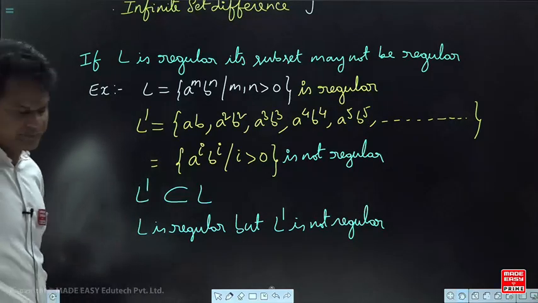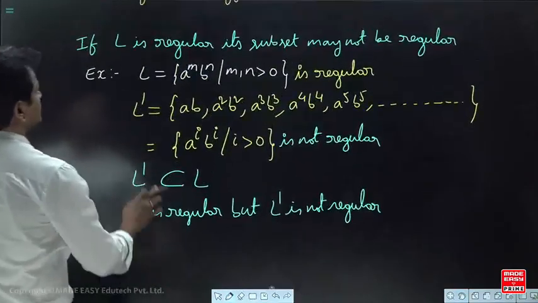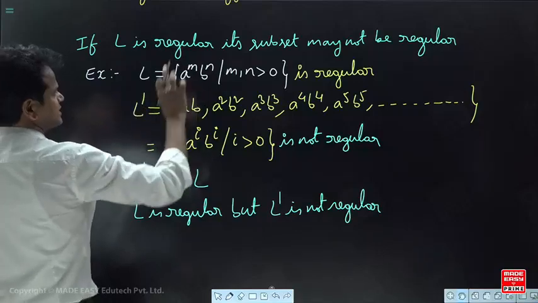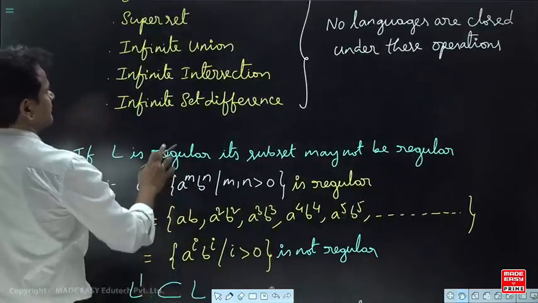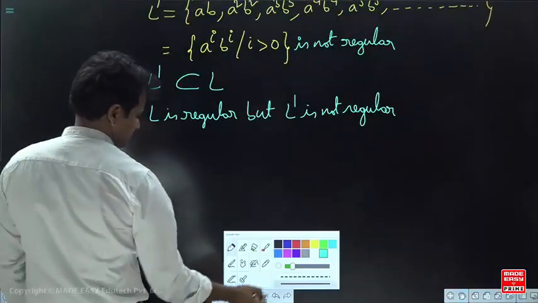Okay, now next one, closed under subset and superset. If L is regular, its subset may not be regular. Its superset is also not necessarily regular. Superset may be regular, may not be regular. Like, look at this.